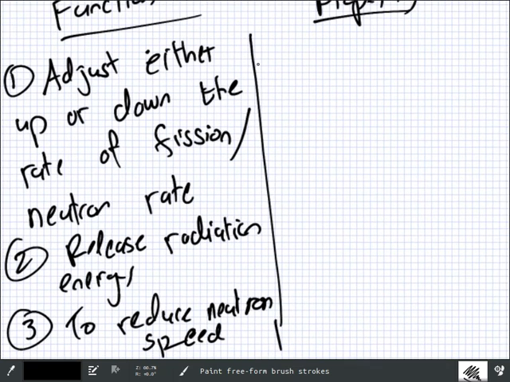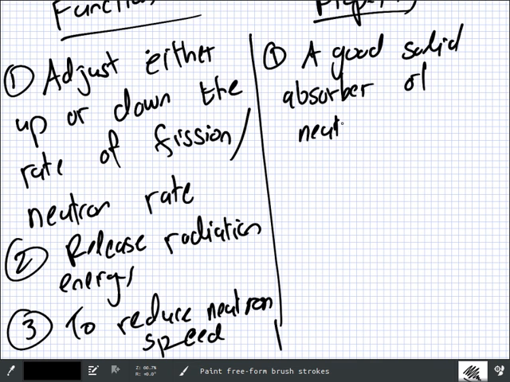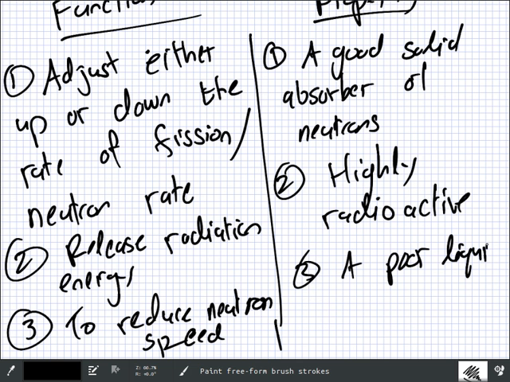Okay. Property number 1, we said a good solid absorber of neutrons. Number 2, highly radioactive. Number 3, a poor liquid absorber of neutrons.